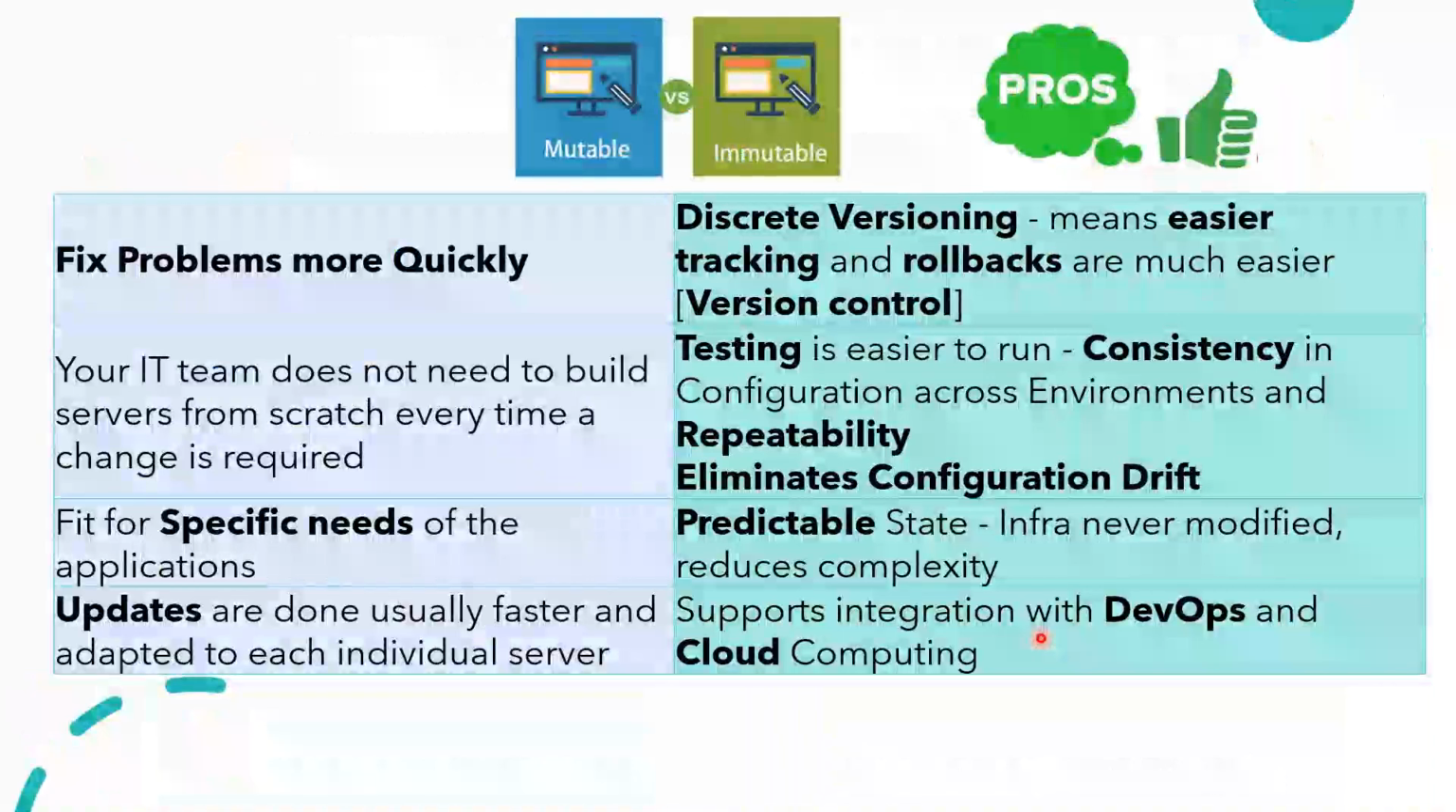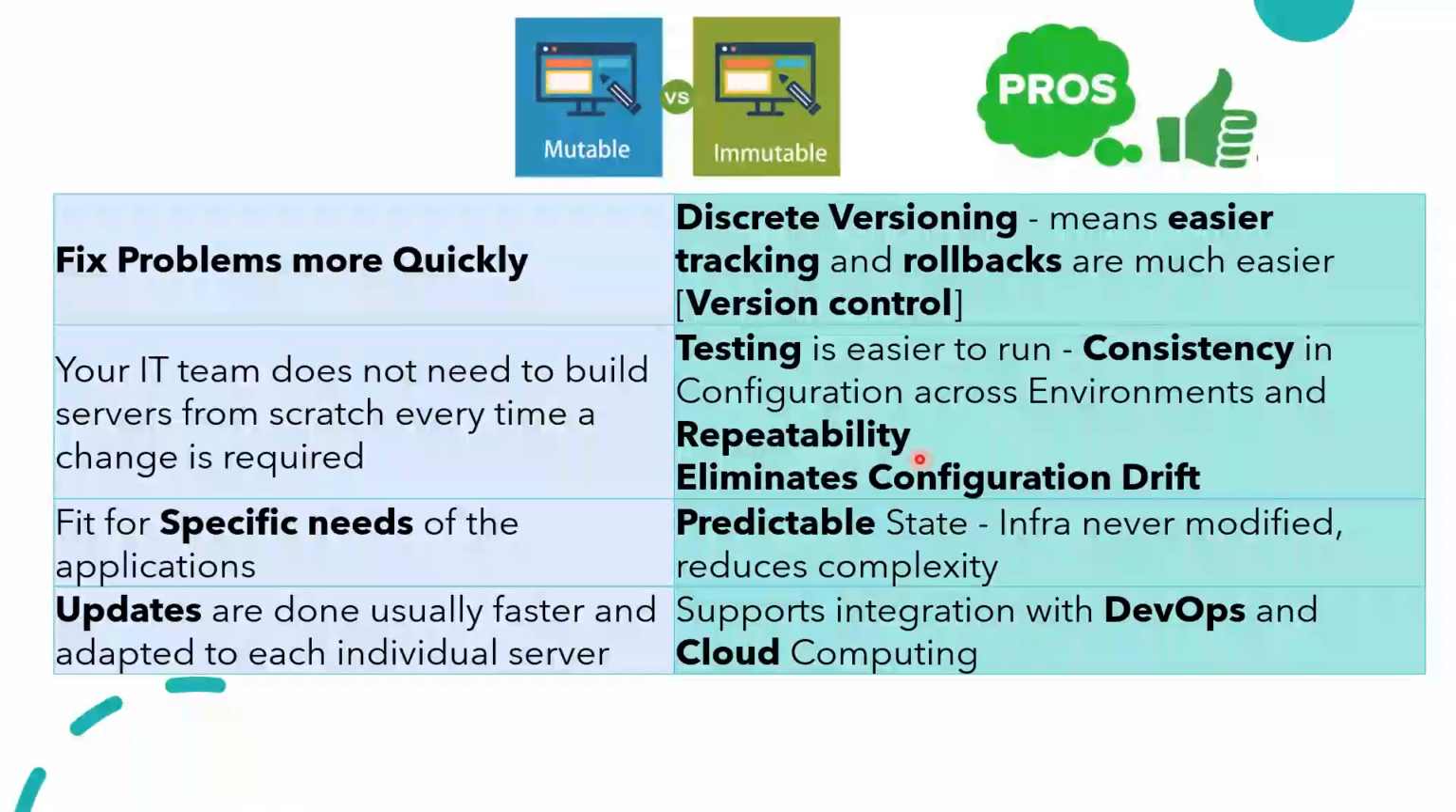So that's a very good analogy. When it comes to DevOps, people compare it with pets and cattle for mutable versus immutable infrastructure. So now let's understand the pros and cons of mutable versus immutable infrastructure.